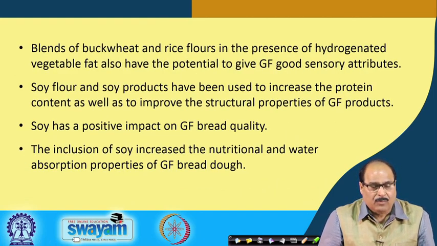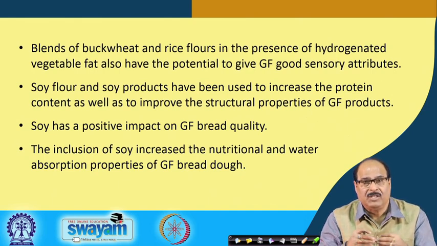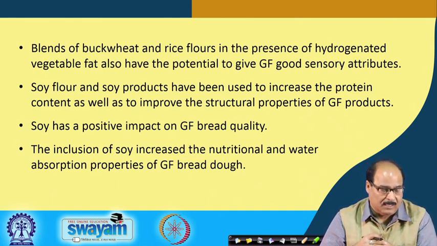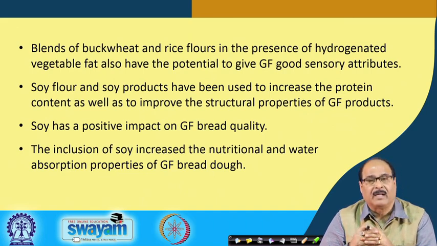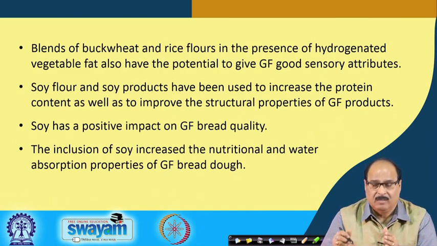Even blends of buckwheat and rice flours in the presence of hydrogenated vegetable fat have also been found to be good material. They give good gluten-free bread having good sensory attributes. Soya flour and soya products have been used to increase the protein content as well as to improve the structural properties of gluten-free products. Soya has a positive impact on gluten-free bread quality. The inclusion of soybean or soya flours increases the nutritional value and water absorption characteristics of the gluten-free bread dough.